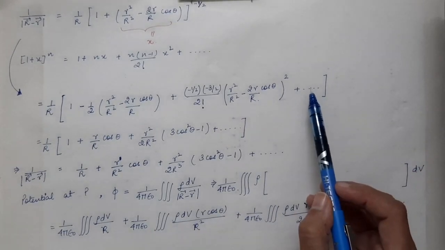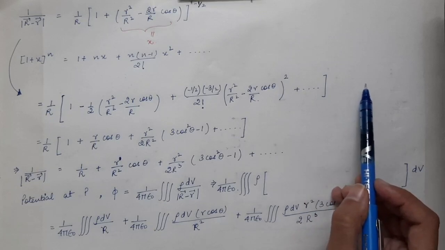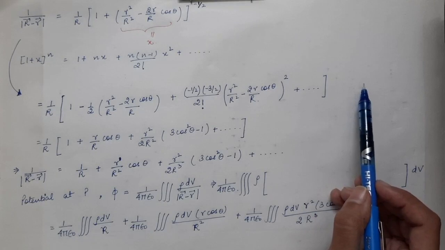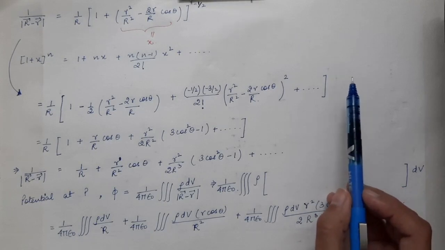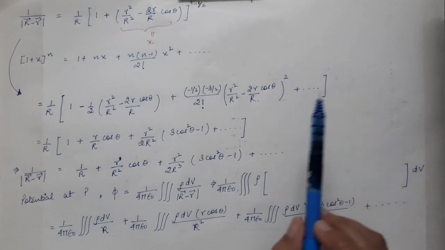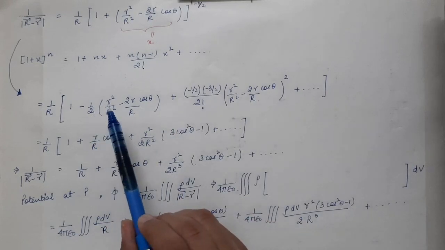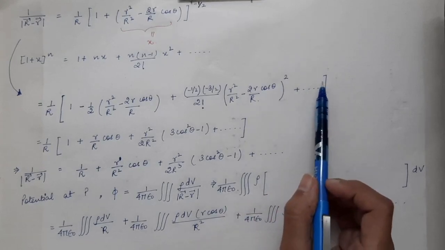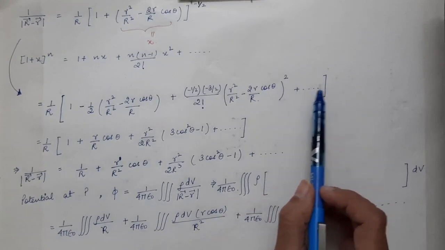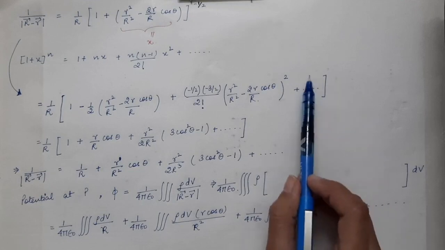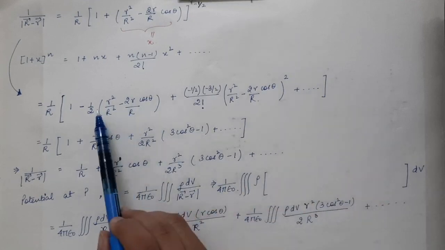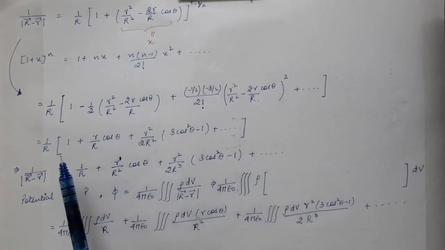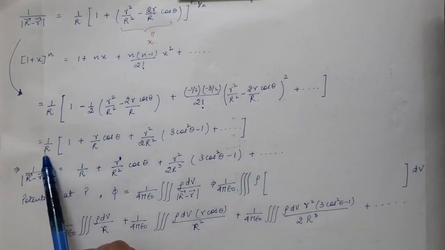So here we are not going to neglect the higher order terms as we did in the previous case of dipole and quadrupole, and the reason is that we are going to find the general expression of potential. So in finding the general expression of potential, we do not neglect these higher order terms. So these all higher order terms will come along with these terms, so they will not be neglected as in the previous case. So 1 by capital R will remain as it is.